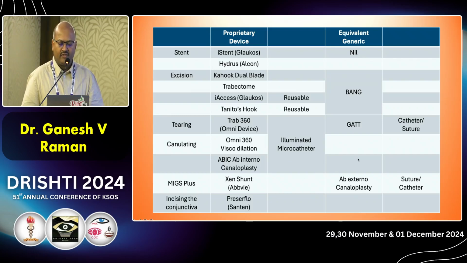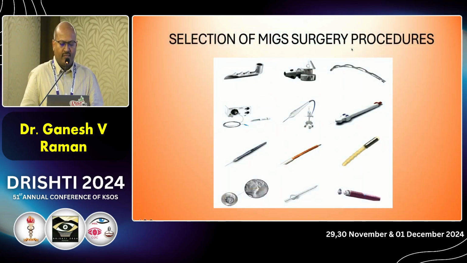So for the GAT, you can either use the catheter or the suture. The catheter is being developed by the LV Prasad and the Orolab group. And again, for ab external, you can use the suture or the catheter. So you could call them the equivalent generic devices. And for reasons of economy, we use these along with the stenting devices, which we don't have any alternative to. So these are the photographs of all the devices.